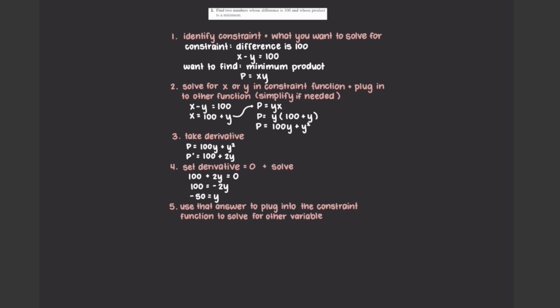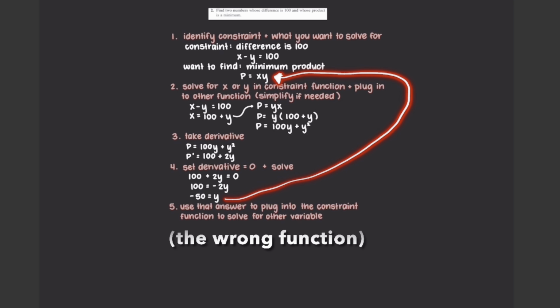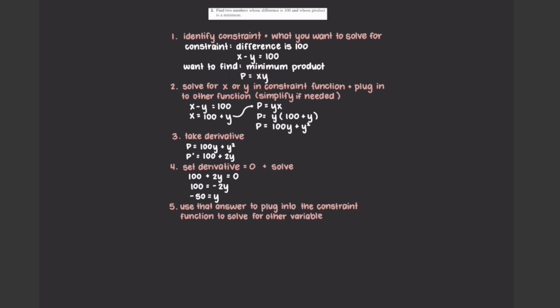Now that we have one number, our next step is to plug it into the constraint function and solve for the other variable. Sometimes people plug it into this function. If you accidentally plug it into the wrong function, you're going to know because you're not going to get a number. So if we plugged it into this, we would get P is equal to x times negative 50. And then when you solve for x, it's going to be like 1 over negative 50 times P is equal to x. It's just not going to work. So you know that you messed up, basically.